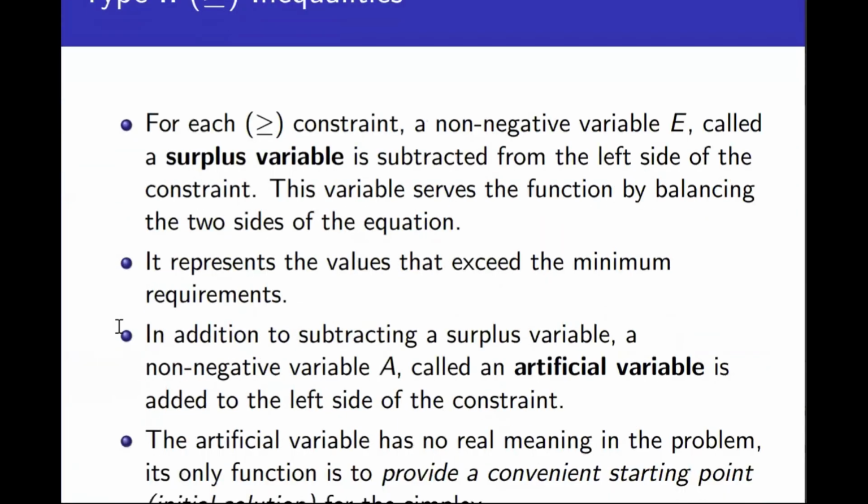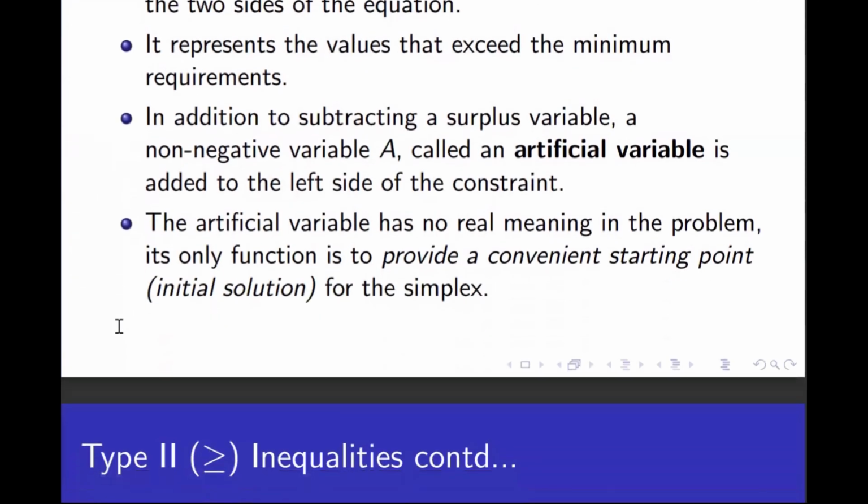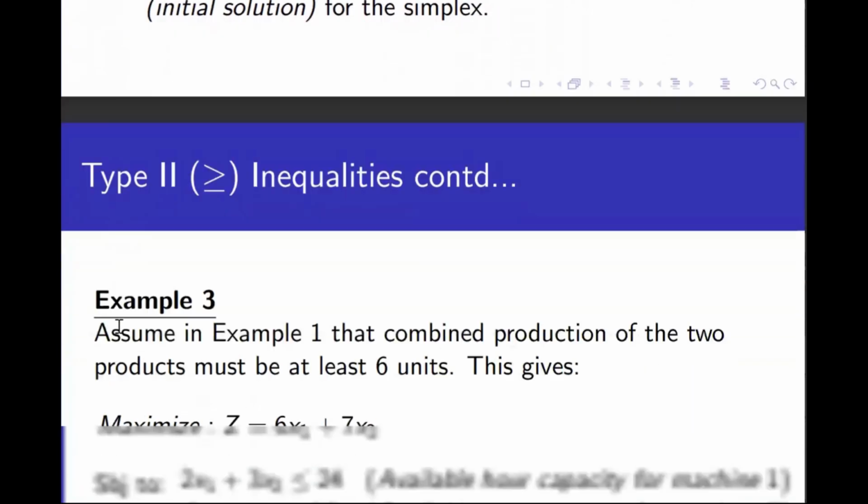So for each such constraint, a non-negative variable e, called a surplus variable, is subtracted from the left-hand side of the constraint. This variable serves the function of balancing the 2 sides of the equation. It represents the values that exceed the minimum requirements. In addition to subtracting a surplus variable, a non-negative variable a, called an artificial variable, is added to the left-hand side of the constraint. The artificial variable has no real meaning in the problem. Its only function is to provide a convenient starting point for the simplex.